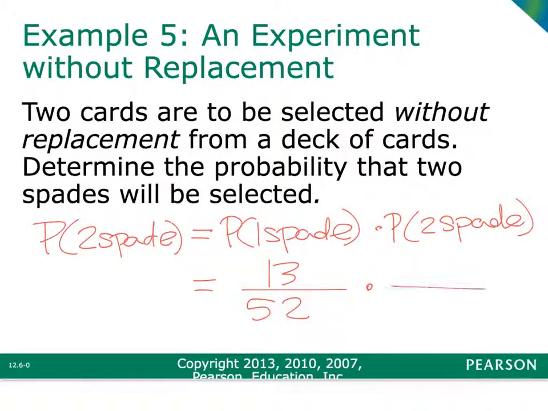And then remember that event 1 occurred. So you have taken one of the spades out of the deck. That means only 12 spades are left and only 51 cards are remaining. So you can multiply across the top, multiply across the bottom, reduce your fraction. Your probability of 2 spades in a row is 1 out of 17.